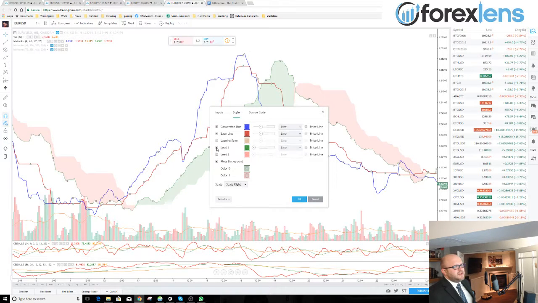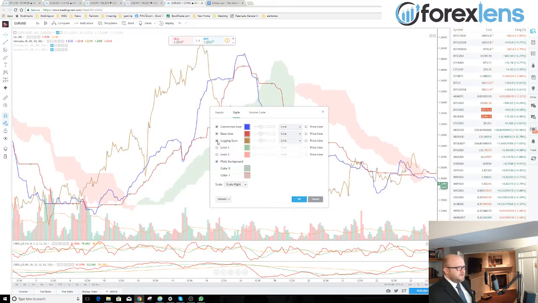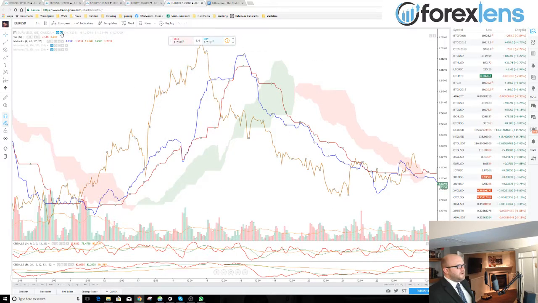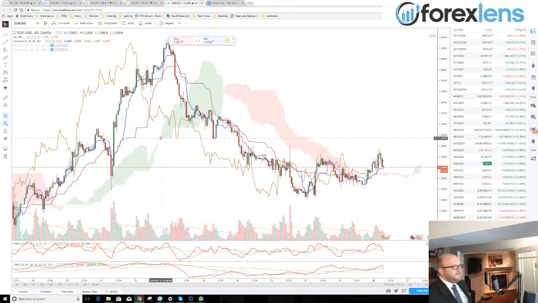But I don't like to have these lead lines on here. I don't really believe they're necessary. The cloud is what is the most important. All right. Now, and again, the lagging span, that is the current price action. So just like the two lines of conversion and the baseline are thrust forward, we have the lagging line is the price action thrust backwards 52 periods.